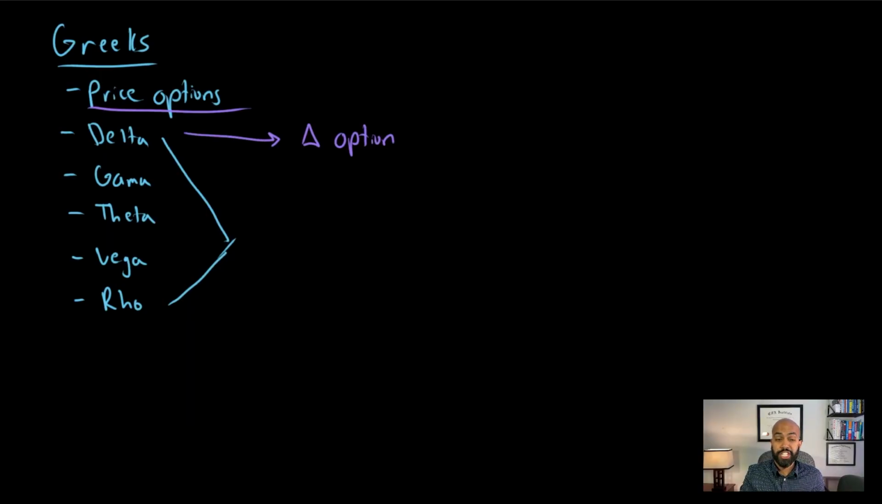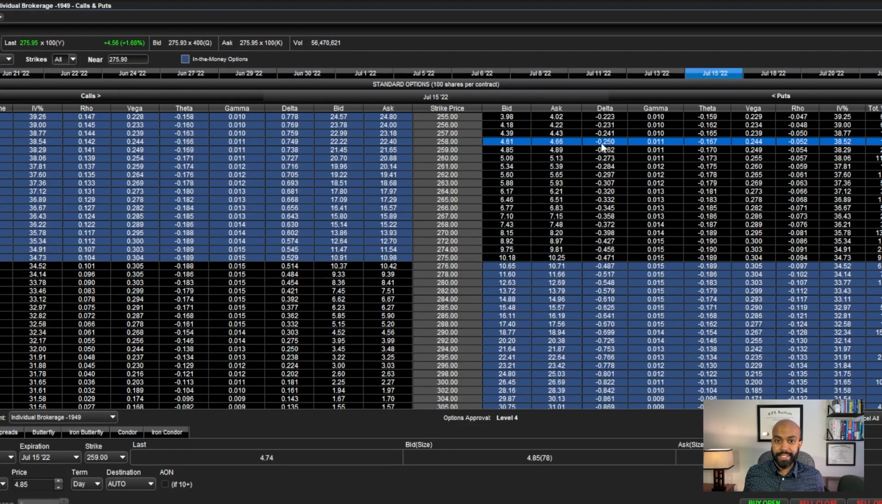Delta measures the change in option price for each $1 increase in a stock's price. So let's look at the example. Here we're looking at delta. It's negative 0.25. That means if the stock increases by $1, this option price will decrease by 0.25.